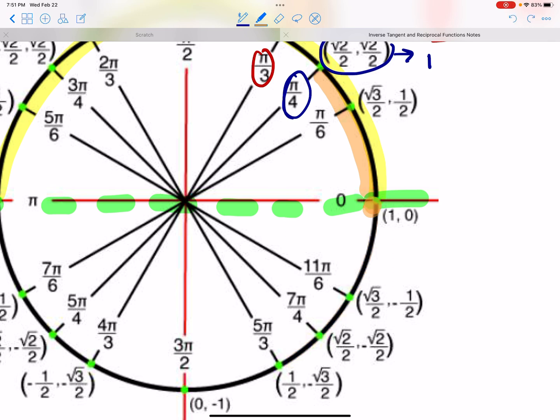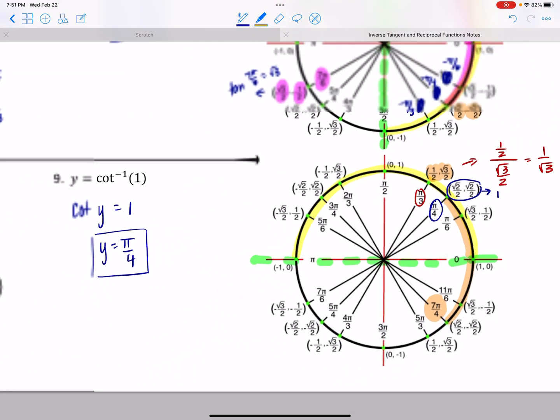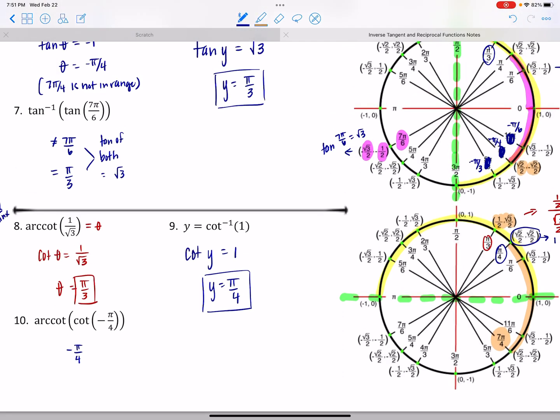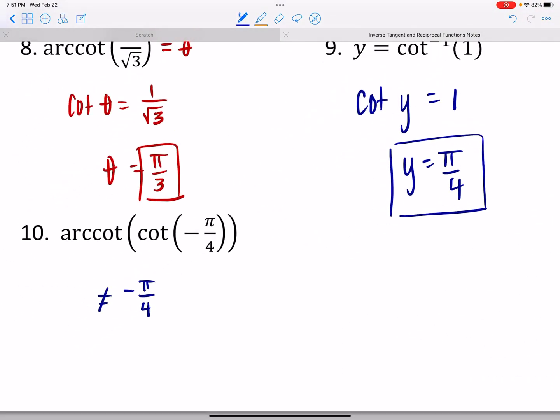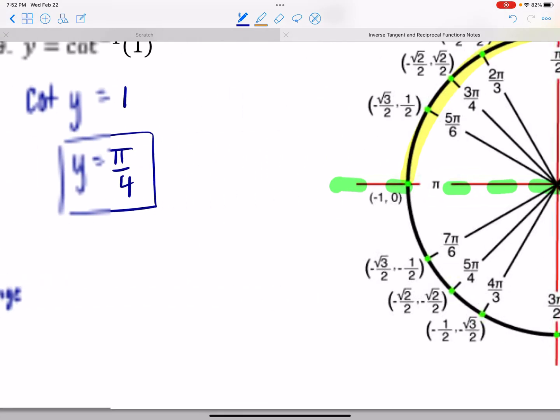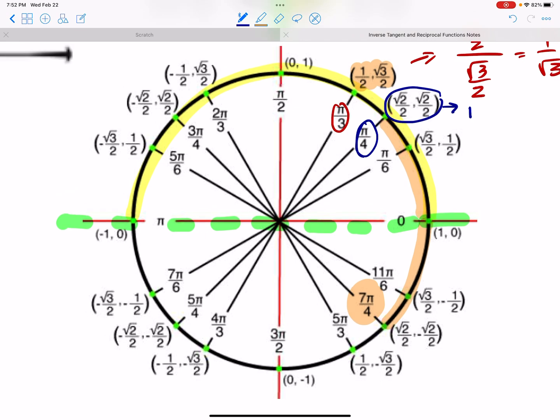Negative pi over 4 is going to be here at 7 pi over 4, not in the range of angles that I'm looking at. So negative pi over 4, which is the same as 7 pi over 4, we can't take either one of those because they're not in the range. So what I'm going to look for then is an angle that is in range that has the same value for cotangent. At negative pi over 4 or 7 pi over 4, if I divide that x by that y, I'm going to get a negative 1.